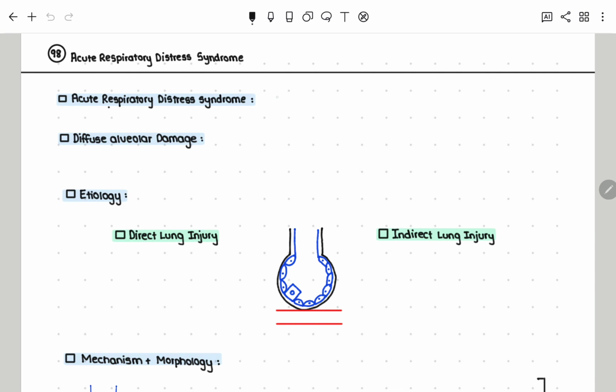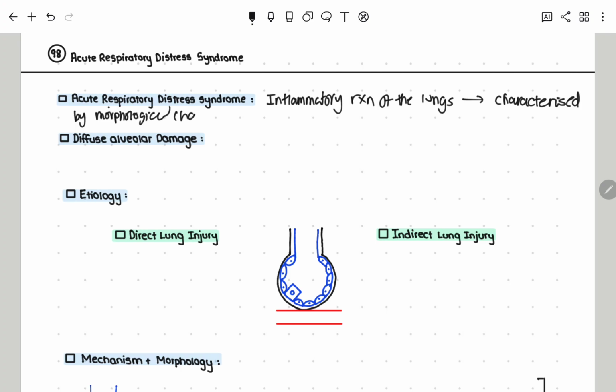So, what is acute respiratory distress syndrome? It is basically an inflammatory reaction of the lungs. This is the first thing you need to know. So, inflammatory reaction of the lungs, which is characterized by morphological changes that can cause severe hypoxemia and impaired CO2 excretion. So, characterized by morphological changes that result in basically hypoxemia and an impaired diffusion process.